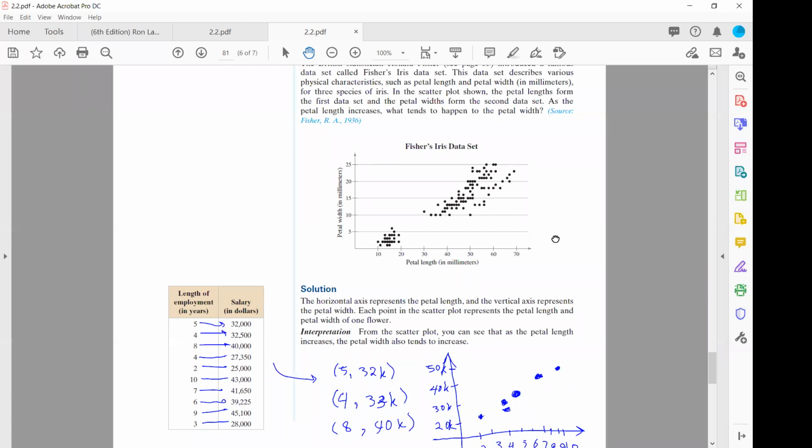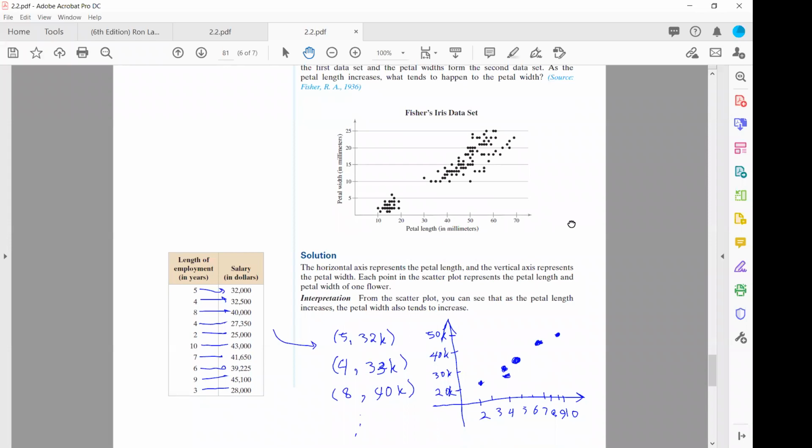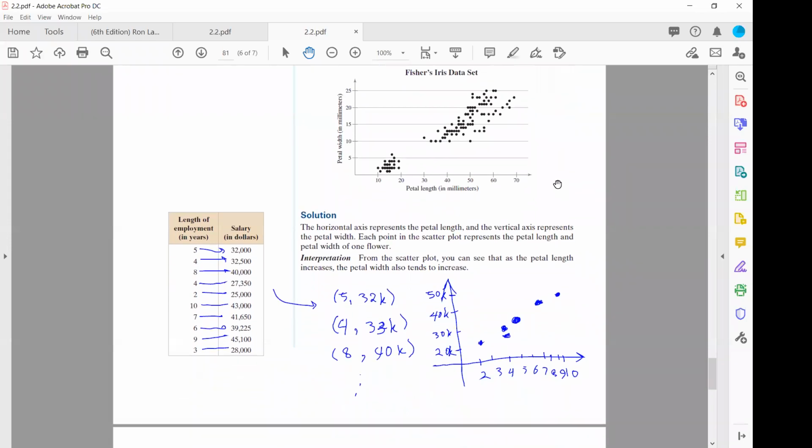Any other question? I have a question. Go ahead. To form the X and Y axis, here the chart shows which one is the X and which one is the Y axis. So if you don't have the chart, is it okay if you put the length of employment in years as the Y axis and the salary as X? Absolutely fine. Depending on which one depends on the other one. Okay, thank you so much. Sure.